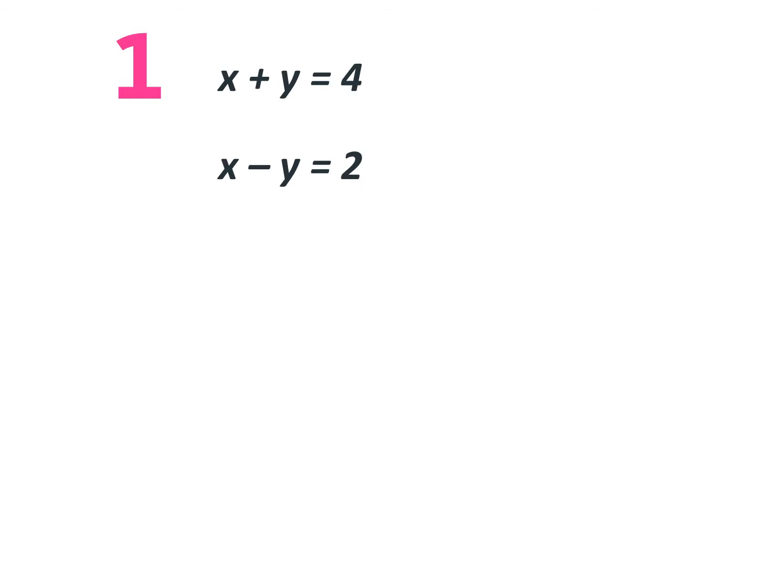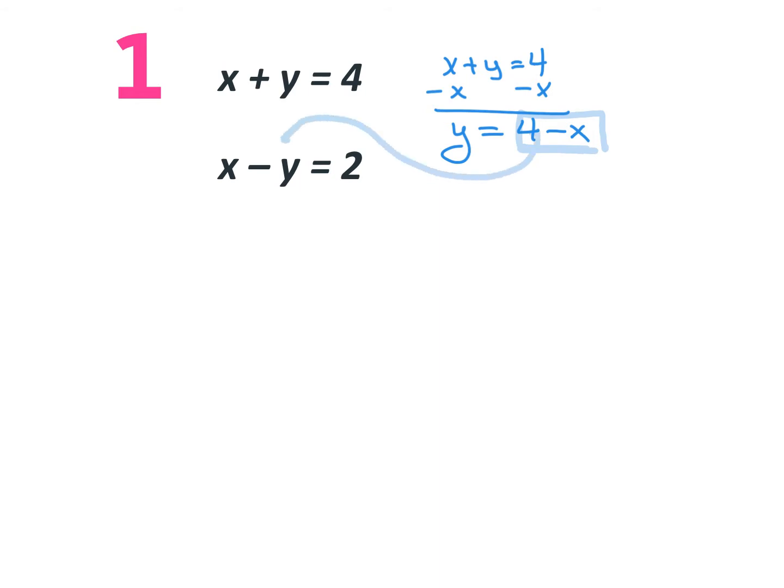So I'm going to go ahead and take my first equation, x plus y equals 4, and solve it for y. So I'm going to subtract x, and I get y equals 4 minus x. You could put negative x plus 4, that's fine as well. Now that I've rearranged my first equation, I'm going to take the expression I just solved for y and substitute that into my second equation where I see the variable y.